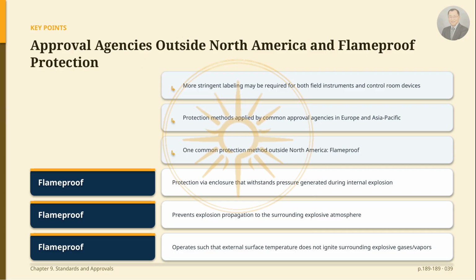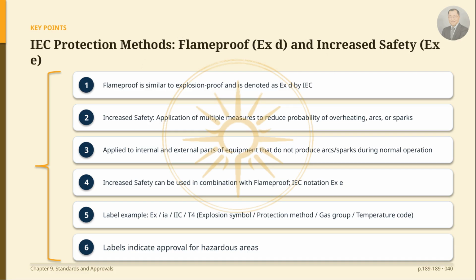Flameproof protection uses a structure that can withstand the pressure developed during an internal explosion of an explosive mixture within an enclosure. It prevents the explosion from transmitting to the surrounding explosive atmosphere and operates such that the external surface temperature is maintained low enough not to ignite surrounding explosive gases or vapors. It is important to note that this is similar to what North America calls explosion-proof, and the IEC refers to it as XD.